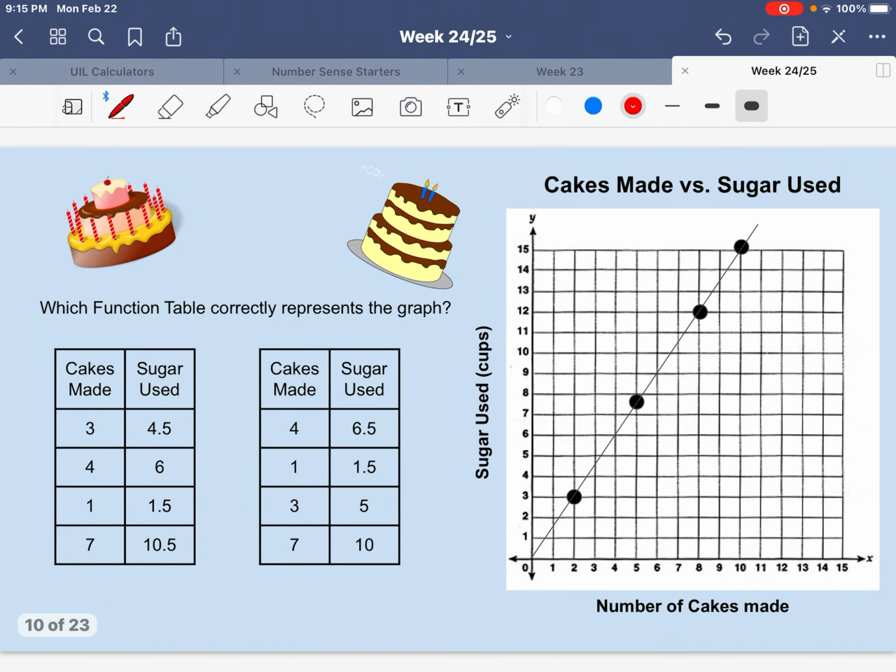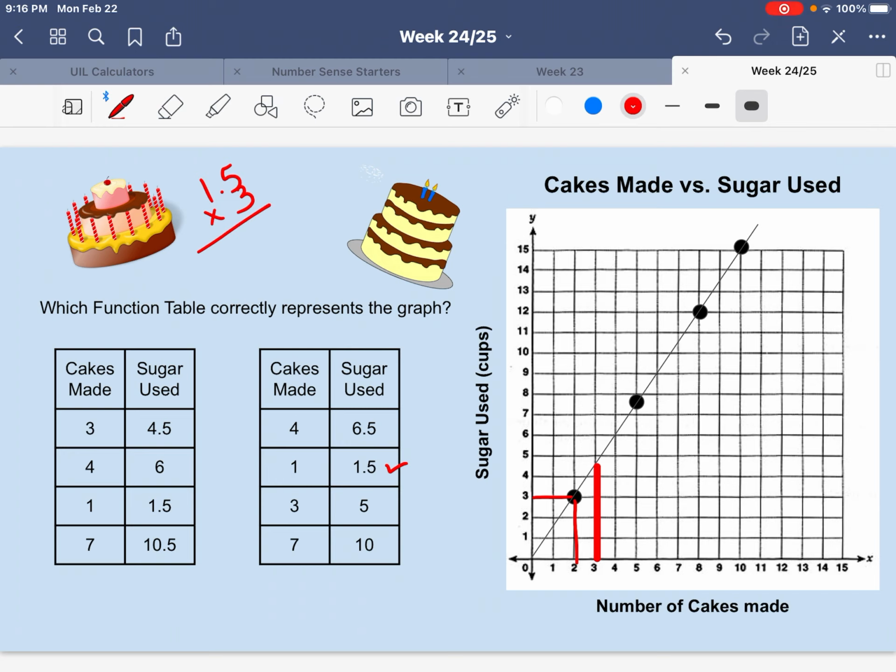All right. So which function table correctly represents the graph? Same graph. If you make 2 cakes, you'll need 3 cups of sugar. If you make 1 cake, you'll need 1.5 cups of sugar. That's on this table. Let's check the other things on this table. If you make 3 cakes, how many cups of flour will that be? Well, we can multiply 1.5 times 3 to figure that out.